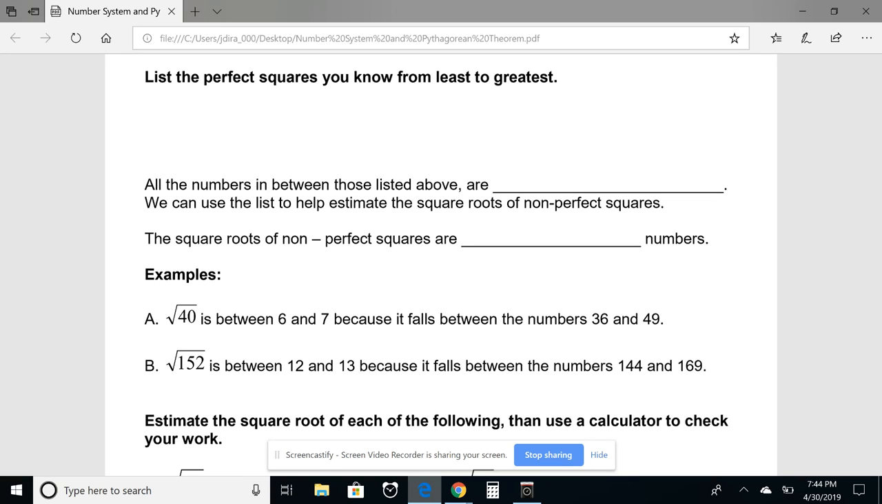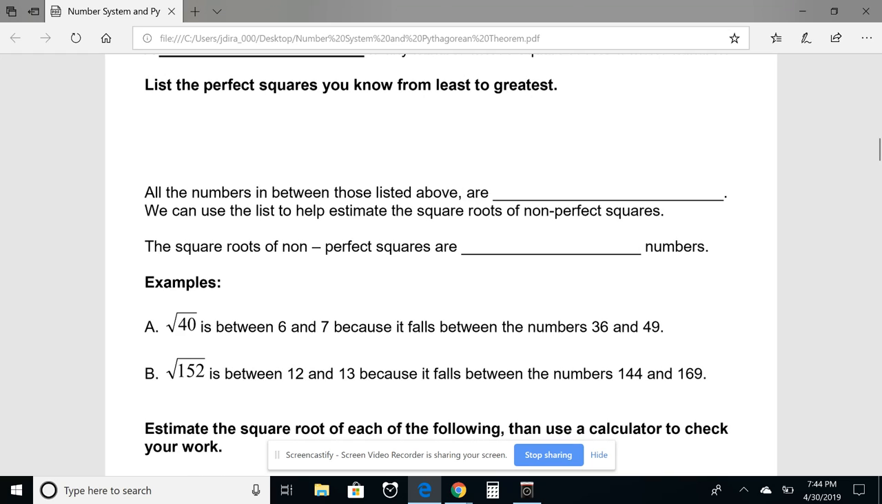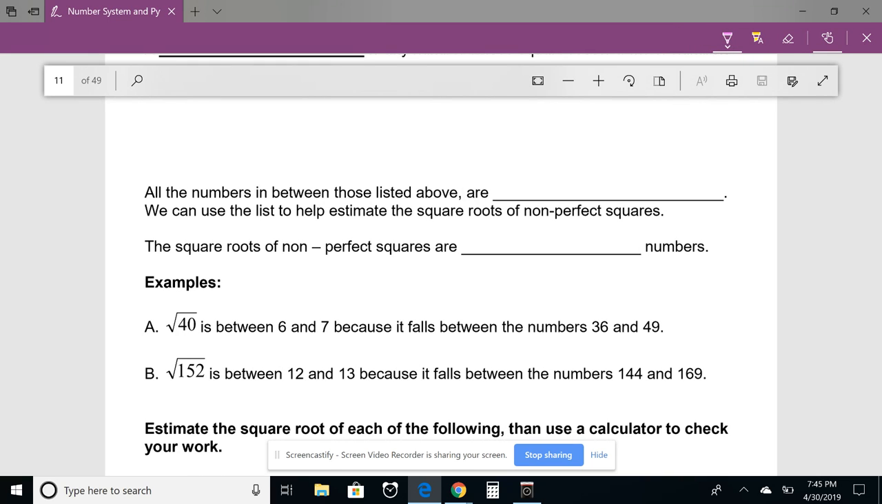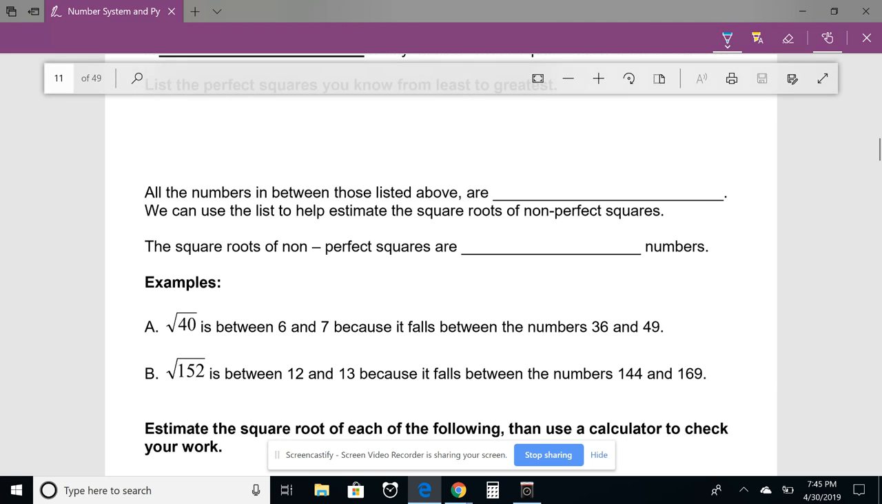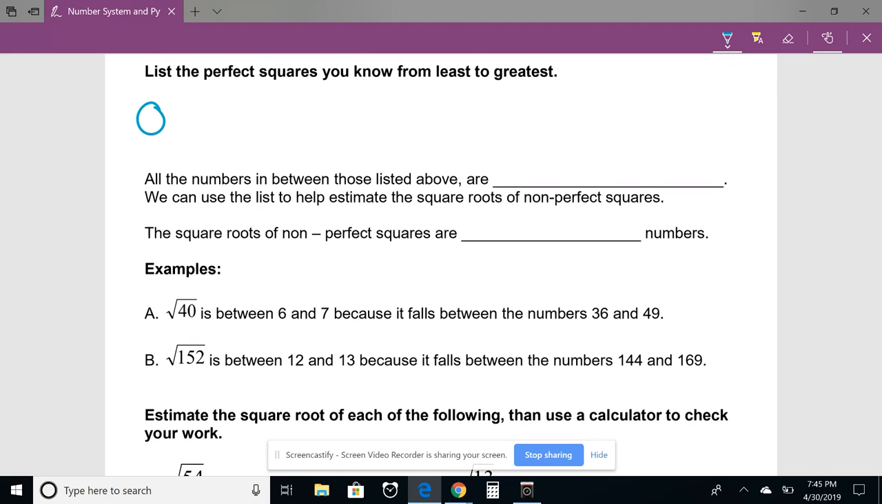Now, an important thing we need to know in our class is the list of perfect squares. A perfect square is a number that when you find the square root of it, you get a nice whole number answer. So one example is 0. The square root of 0 is 0. The square root of 1 is 1.